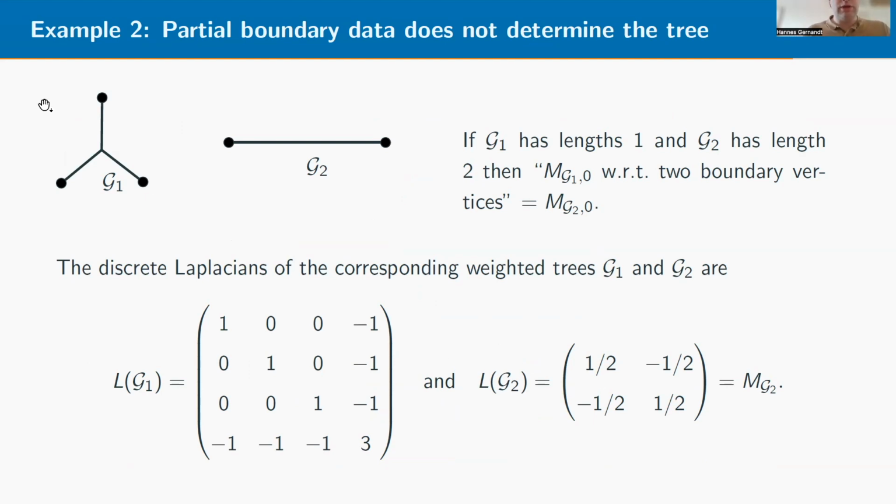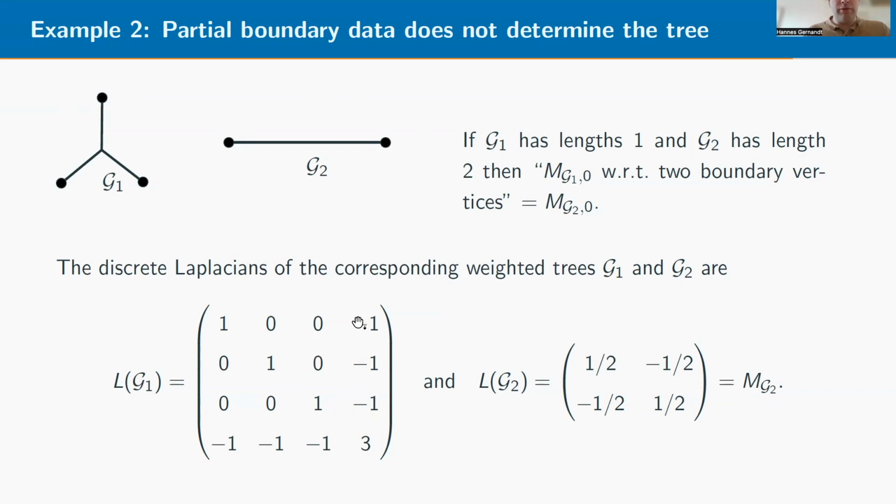In particular, we consider here 2 graphs. You can think of this as having the graph G1, so again a 3-star, and then you just remove one boundary vertex, so then you have only one edge left, which is the graph G2. Again, you choose the edge length or weights in a suitable way, and you can see that if you restrict only to a certain number of entries in a Dirichlet-Neumann map, then you cannot tell if it's the larger graph or this graph. But I will show you the calculations.